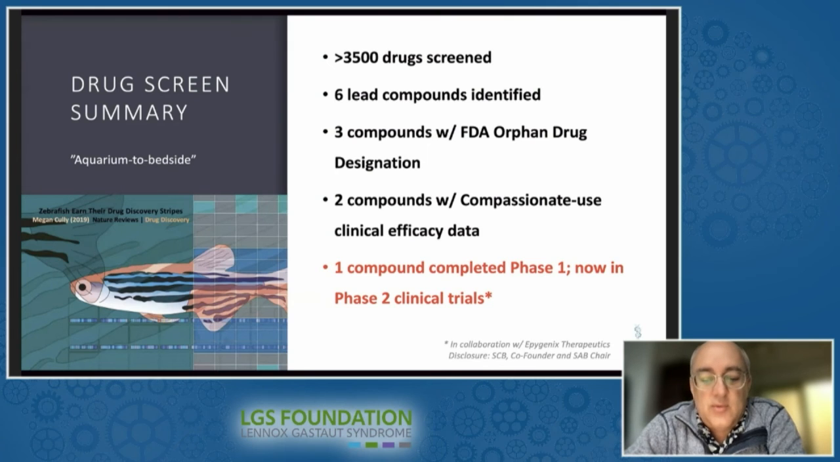As a disclosure, of course, this work is done in collaboration with a company I've co-founded called Epigenics Therapeutics. And if you'd like to learn more about that, I'd be happy for you to write to me separately, and I'll turn you to those people and the ongoing clinical trials.